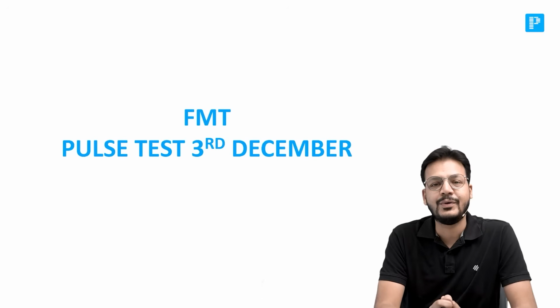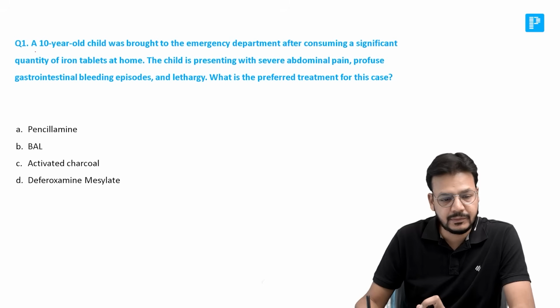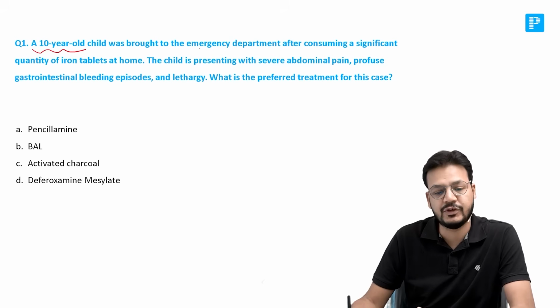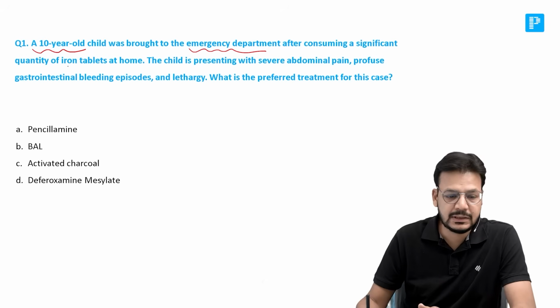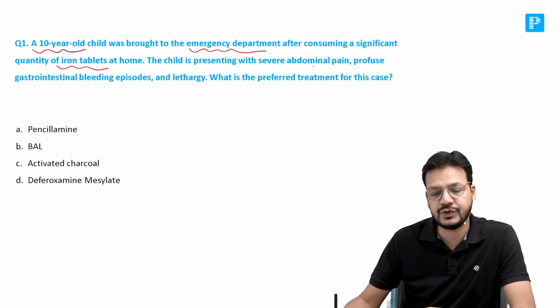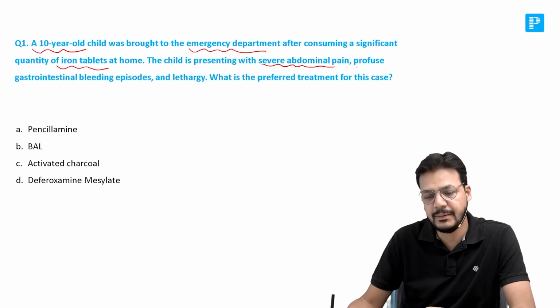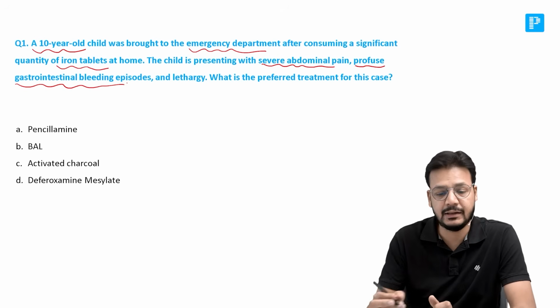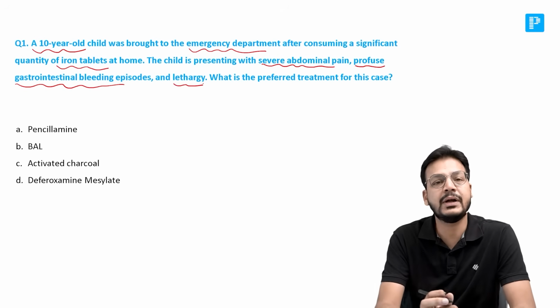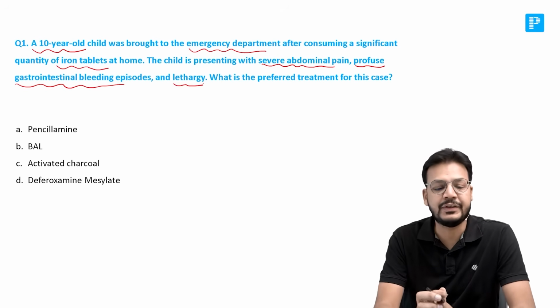Hello friends, we are going to discuss a few very important MCQs for this particular test. My first question is, a 10-year-old boy was brought to the emergency department after consuming some iron tablets. The child is presenting with severe abdominal pain, profuse gastrointestinal bleeding and lethargy. What is the preferred treatment of this case?